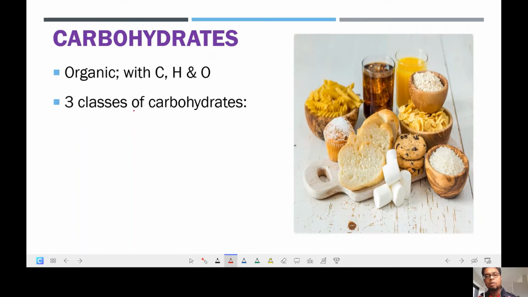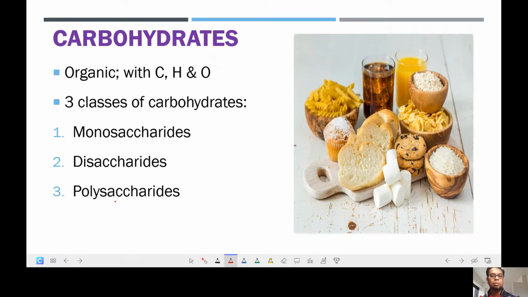There are three classes of carbohydrates that we need to know. Number one will be the monosaccharides, the simple sugar. Number two will be the disaccharides, the double sugar. And number three will be the polysaccharides, or the complex sugar.